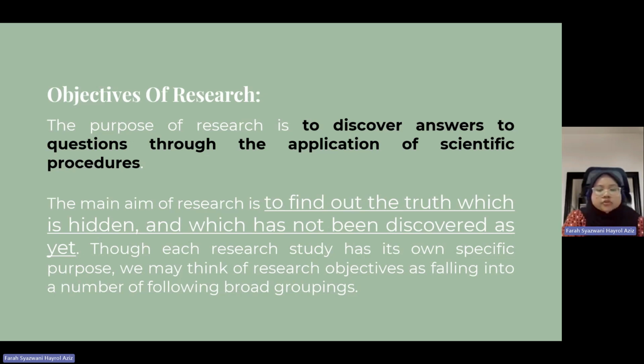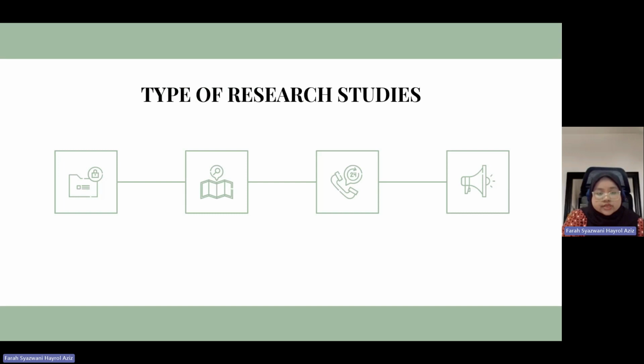We may think of research objectives as falling into a number of broad groupings. In research, there are four different types of research: exploratory research, descriptive research, diagnostic research, and hypothesis testing. To find out about these four types of research study, please refer to the notes attached on the next page. Under Chapter 1, I have provided notes on these types of research study for you to understand and then answer the quiz that follows.